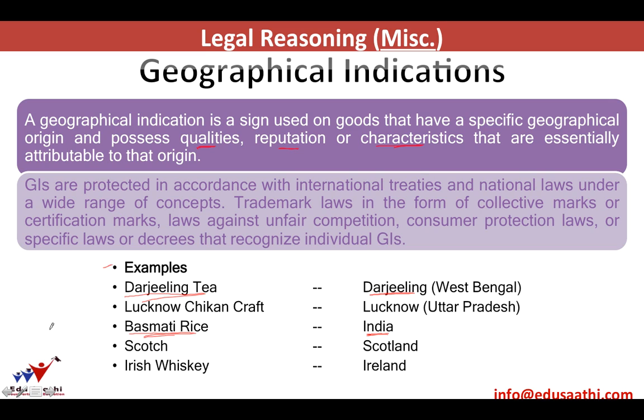These are other examples, like Scotch, where the geographical indication is given to Scotland, and Irish whiskey, where the GI is given to Ireland. So GIs are protected in accordance with international treaties as well as national laws. There is a Geographical Indication Act also. Trademark laws, in the form of collective marks or certification marks, can also be recognized as geographical indications. So this is a very different concept.